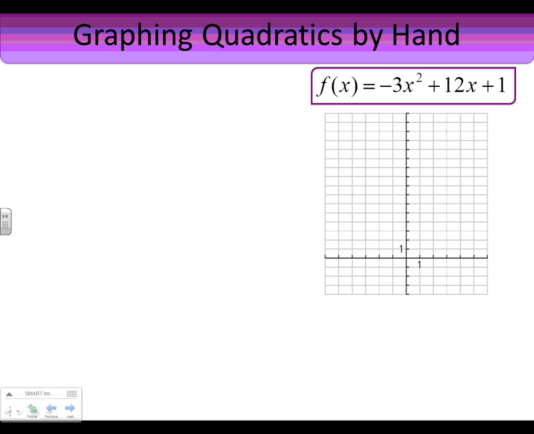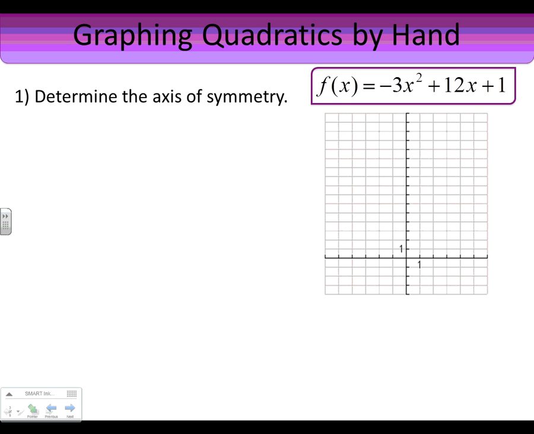So we have this function f of x equals negative 3x squared plus 12x plus 1. The first thing we're going to do is figure out what the axis of symmetry is. When we're graphing by hand without completing the square, you first need to find the axis of symmetry. Quadratics are always symmetrical, so the axis of symmetry will be right down the middle of your parabola.